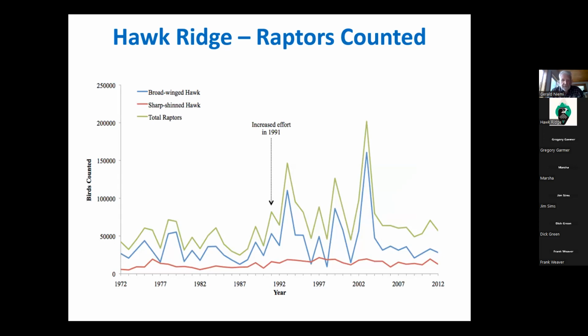It's blocked off on my screen here, the Hawk Ridge raptor count, but this is just a quick look at the counts at Hawk Ridge over time from 1972 to 2012. It's abbreviated in this particular diagram, but it shows how the increased effort in 1991 has increased the overall count for many of the species during that period of time when the count was expanded. That's why for some species, we increased that effort. But also at that time, some big counts of broadwing hawks occurred after the 1991 period.